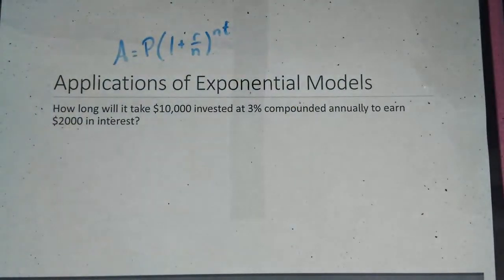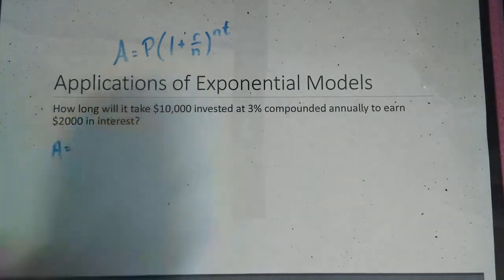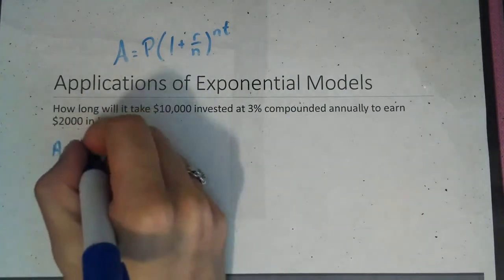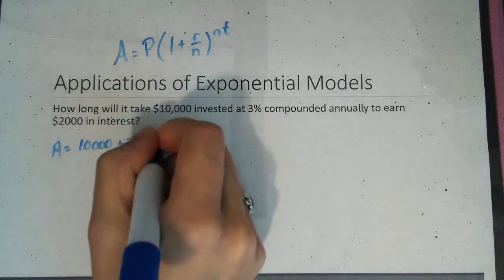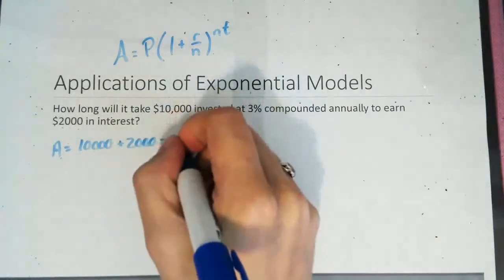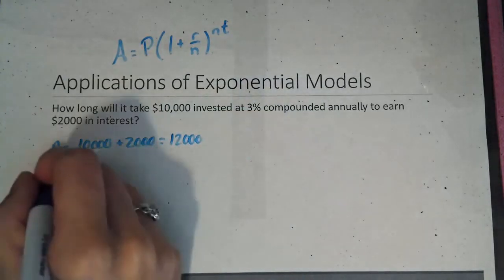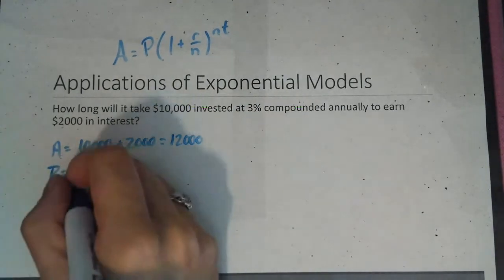We need to figure out the value of each of these variables. Starting with A, it is the amount that the total investment is worth now. We started by putting in $10,000, but we've added $2,000 in interest. So now this investment should be worth $12,000. We're going to use $12,000 for A. P is the principal, which is the original amount we put in. That was the $10,000.